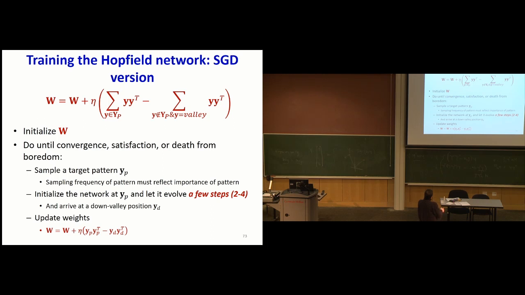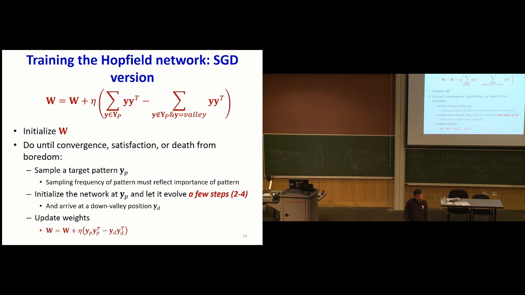This term is trying to push down the energy at the current point. This is the location that you arrive at after a few iterations, and this is pushing up the energy at those points. So this is raising the neighborhood, this is lowering the target pattern. And with this method, how would we push up the global minimum which didn't have any pattern? So this is ignoring this. And now with this method, you're focusing on the recall of your memory, and you're not worrying about stuff that's far away from anything useful.